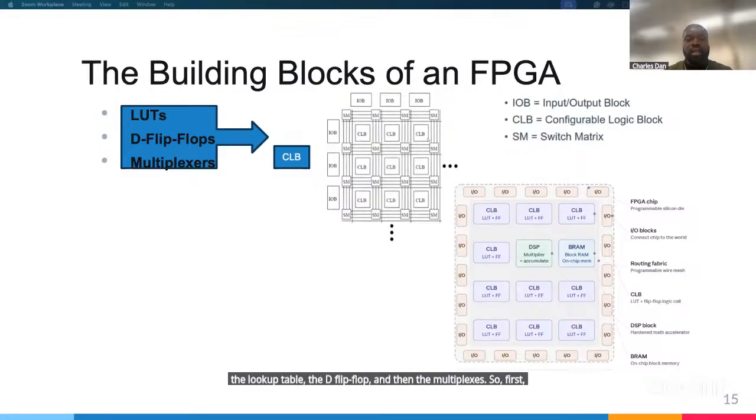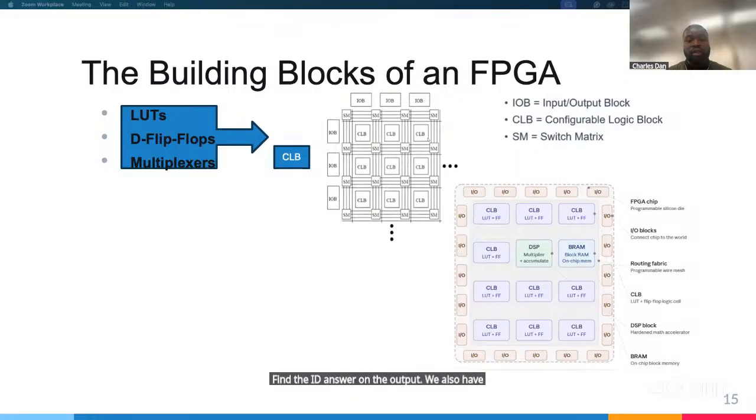First, the lookup table, which you can basically configure to implement any small logic. You can simply change the values stored in those truth tables. So you can think of it as a tiny programmable truth table. You can just change the input and then you will find the answer on the output.